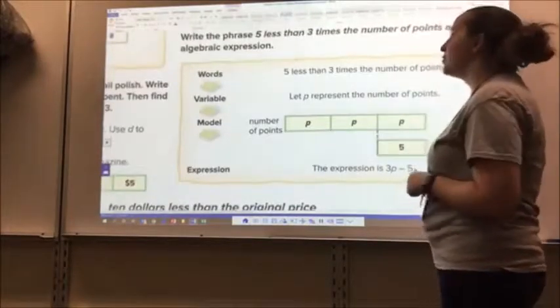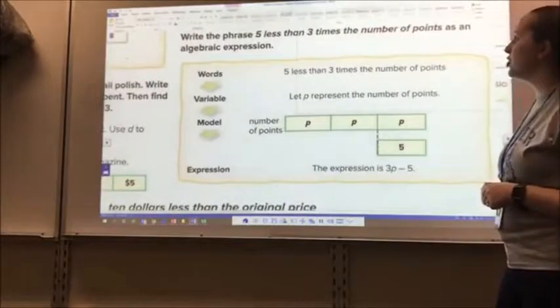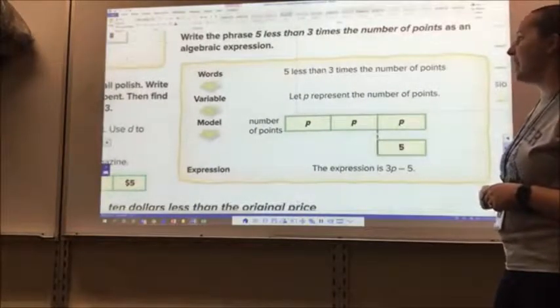All right, this one says, write the phrase 5 less than 3 times the number of points as an algebraic expression.